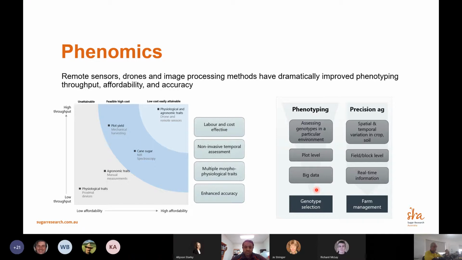But the challenge with phenotyping is that we are dealing with big data. We have thousands of plots which have been measured over a period of time. And the challenge with phenotyping is how to make sense of that big data. So precision agriculture and phenotyping share similar methodologies, but the objectives and the challenges are quite different.